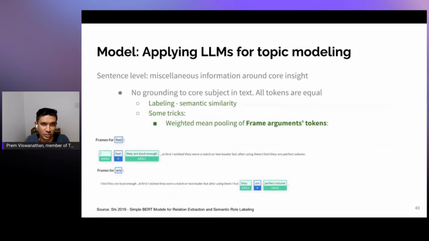One way we could do it is leverage linguistic features like the frame of a sentence. The frame of a sentence is essentially a verb predicate pair. The assumption is every English language sentence focuses on who did what to whom. In this case, the frame focuses on the verb feel, and the arguments for feel are, I feel they are loud enough. So to develop a better representation, we give a higher weightage to the arguments of a frame when doing the average pooling, and lower weightage for the remaining tokens.